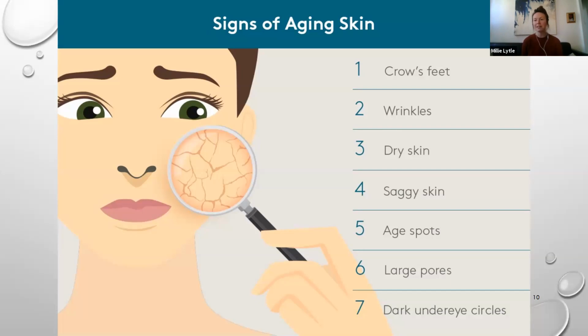And so you might see signs of aging on the face: crow's feet, wrinkles, dry skin, sagging skin, age spots, brown spots, new moles, new freckles, sun damage. These are signs that our liver is not able to process chemical assault anymore. Large pores, dark under eye circles, and there's more.